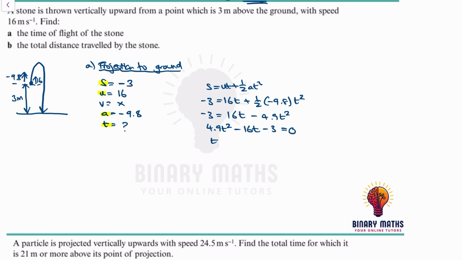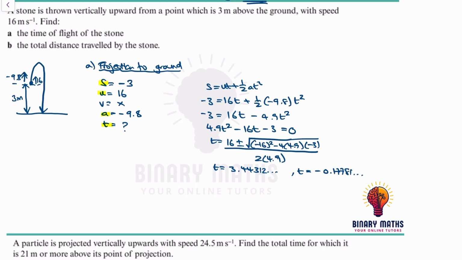which means t, using the quadratic formula, is 16 plus or minus the square root of 16 squared minus 4 times 4.9 times minus 3, all over 2 times 4.9, which gives a value of t is equal to 3.44312, or t is equal to negative 0.17781. As t is greater than 0, t must be equal to 3.44312, which means t is equal to 3.4 seconds.